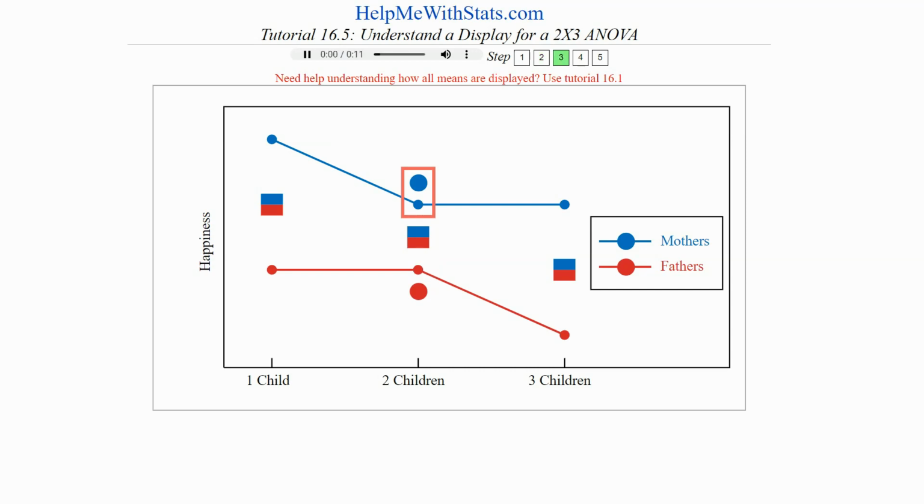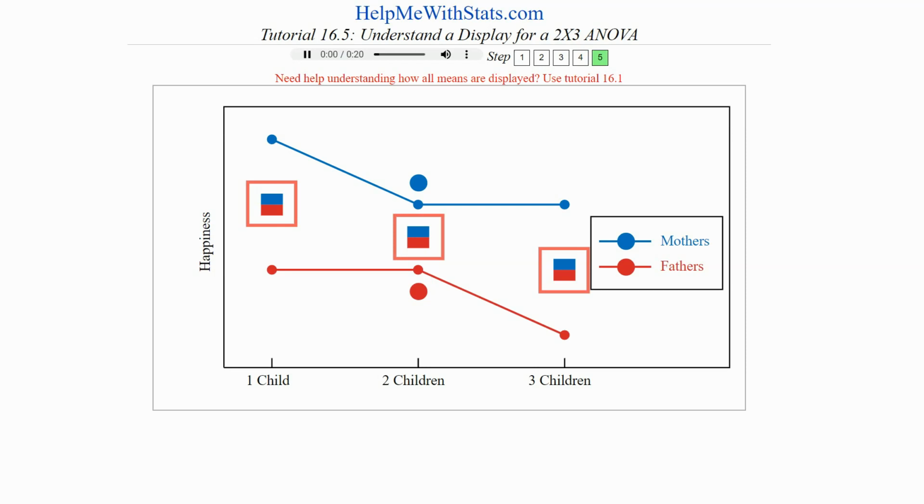For this data, the mean value for women across all 3 levels of family size, the large blue circle, is higher than the mean value for women with 2 children, the smaller blue circle. Similarly, the mean value for men across all 3 levels of family size, the large red circle, is lower than the mean value for men with 2 children, the smaller red circle.